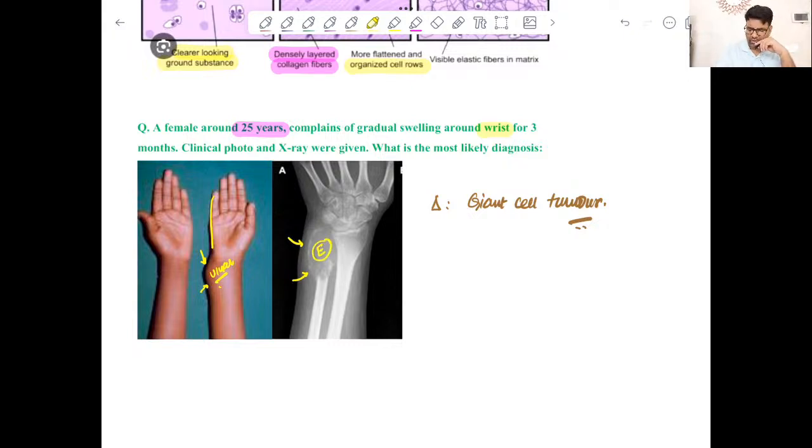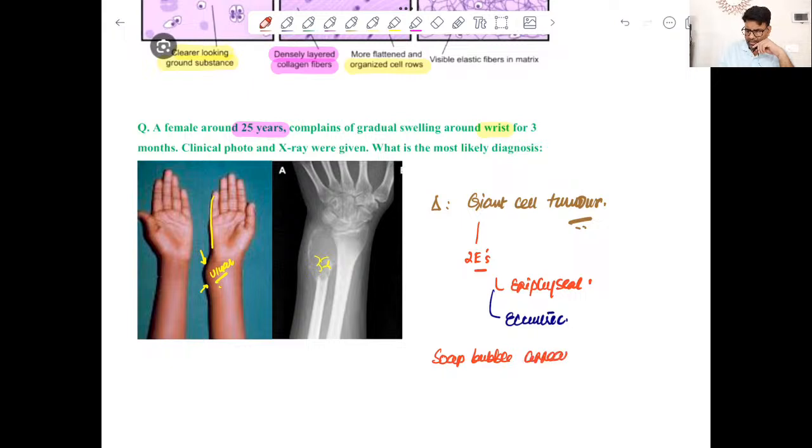So for GCT, I have already told you, you should remember two E's, right? One is epiphyseal, and second is eccentric. Clear? So it is more towards one side. If we draw a line along the mid-axis of the ulna, you can see that the swelling is more towards one side, so therefore we call it eccentric. And of course it is expansile, and many times we see the classical soap bubble appearance, although not better visualized in this particular X-ray, right? And the histology we have already discussed. So this is soap bubble appearance on X-ray. Clear? So just remember this much for GCT.